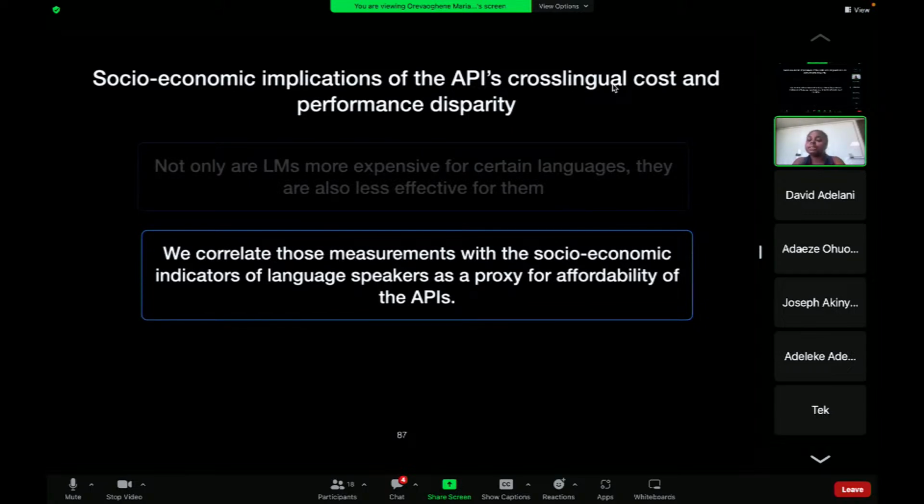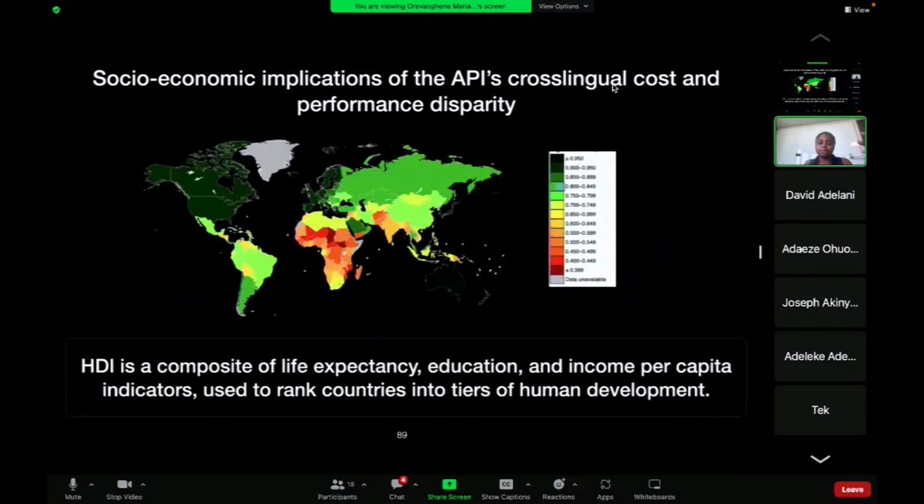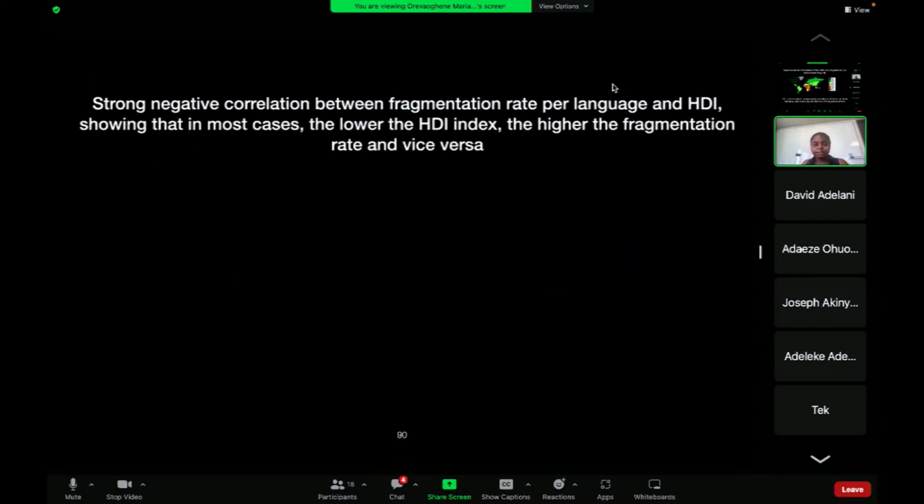So we try to correlate these measurements with socioeconomic indicators of language speakers as a proxy of affordability of APIs. Can speakers of languages with high fragmentation rates even afford these APIs to begin with? So HDI, Human Development Index, is a proxy for life expectancy, education, income per capita indicators that's used to rank countries in tiers of human development. And then we have this map that shows how it varies all over the world.